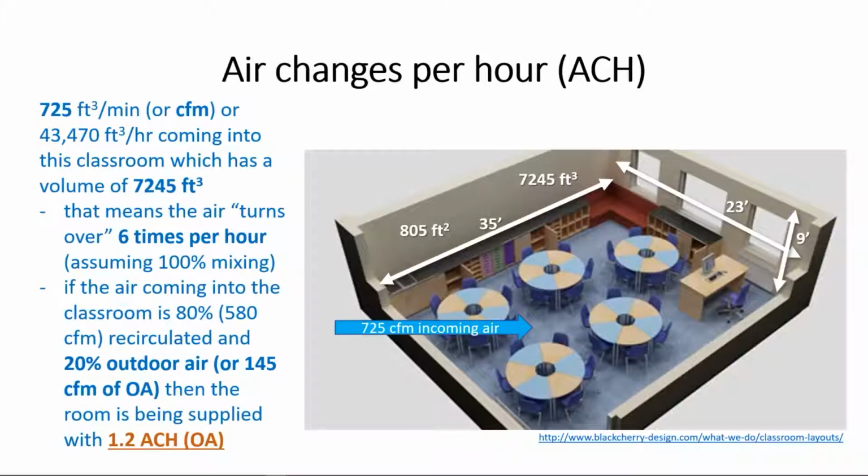However, not all the air coming in is outdoor air. So if the air is 80% recirculated and 20% outdoor air, you're really only getting 145 CFM of outdoor air in that 725 total. And so you're really only getting, instead of 6 air turnovers per hour, 1.2 air changes of outdoor air per hour.